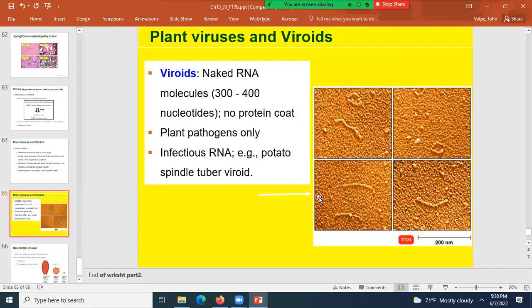Viroids are naked RNA molecules. They have no protein coat, but you can think of them as an RNA virus without the protein coat. Viroids cause diseases in plants.